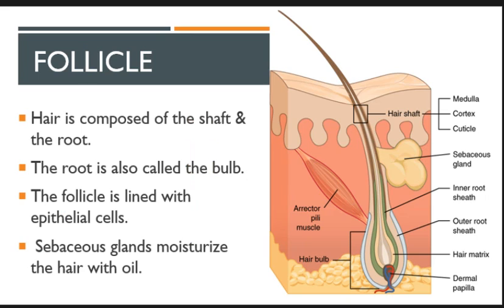There's this stuff called matrix, hair matrix. That's the growing part right there. That root down there is called the bulb of the hair. The follicle's lined with the epithelial cells. And then there's a gland called a sebaceous gland. We'll get to some details on that in a minute, but the sebaceous gland is manufacturing and releasing oil. And the oil is going out through the follicle onto your hair.